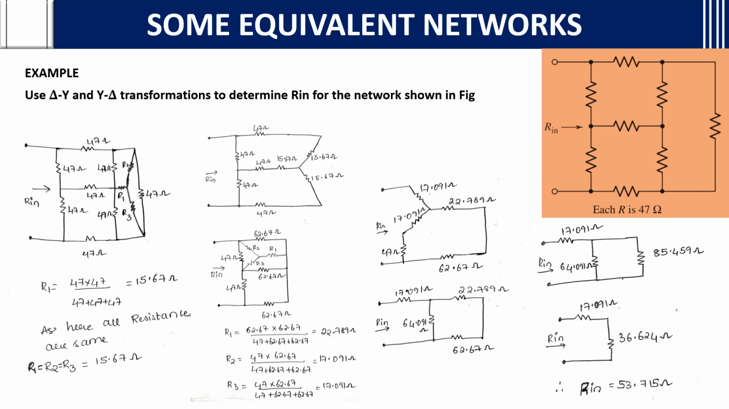If you see, these two are in parallel. If it is in parallel, you need to do it this way. If you consider 64.091 as R1 and this as R2, then how will you calculate the parallel combination? R1 times R2 divided by R1 plus R2. If you do this, you will get 36.624 ohms. After getting that, these two are in series, so add up, and you will get 53.715 ohms.